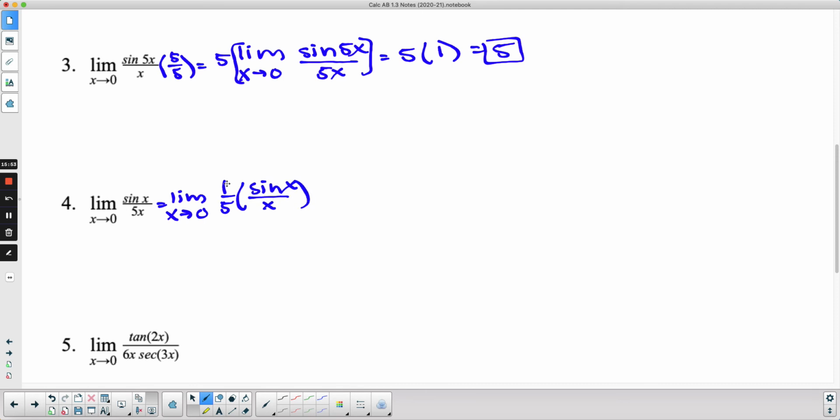So this is really just scalar multiplication of 1/5. So it's just going to be 1/5 times the limit as x goes to 0 of sine x over x. Since that's just scalar multiplication, we know that this limit is 1, so it's just going to be 1/5.